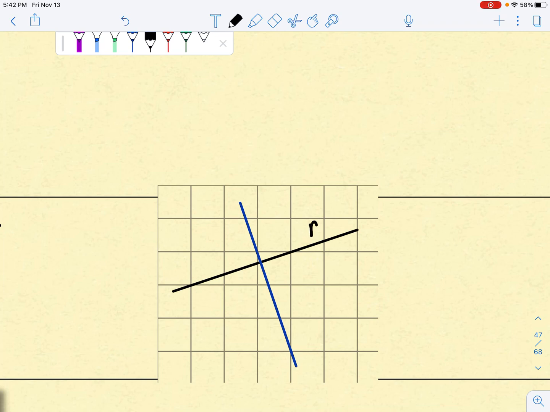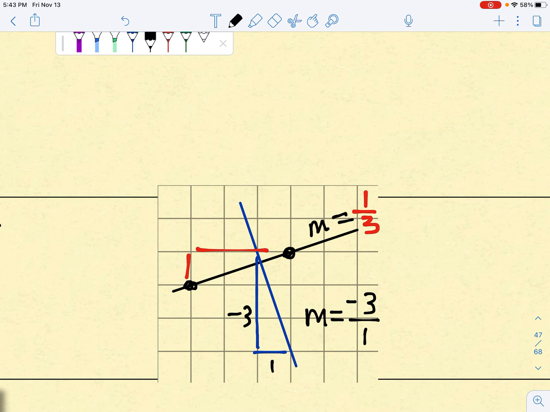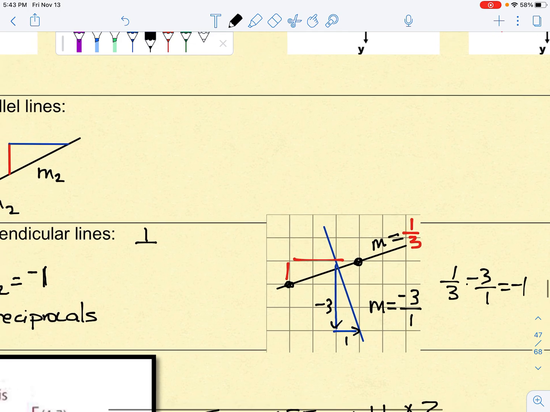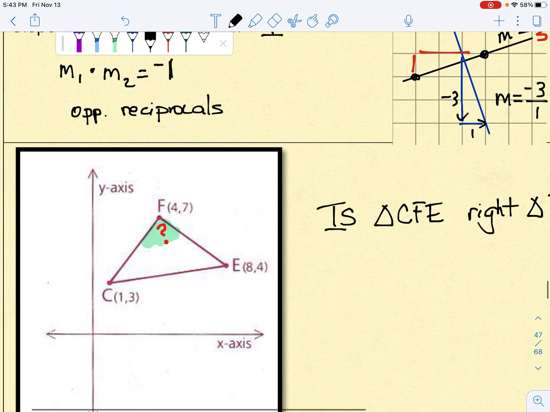So on my black line, I have a slope of, well, we can see here, going up 1/3, right? And then if I look at my blue line, I have a slope of going down 3/1, right? All right. So you can see that if you multiply 1/3 times -3/1, you get -1. And that's how we know that lines are perpendicular on a graph if we multiply their slopes.